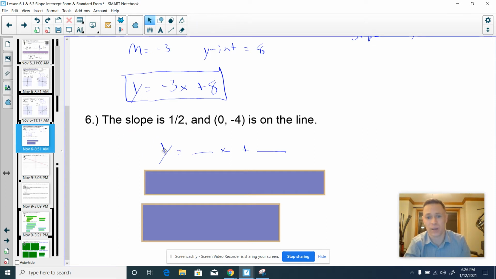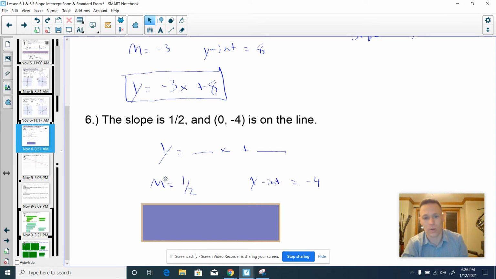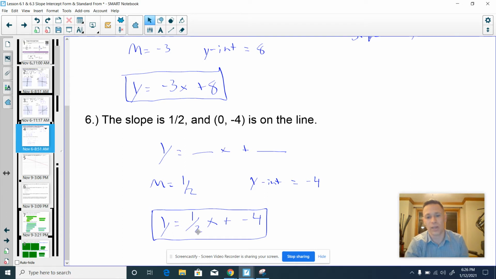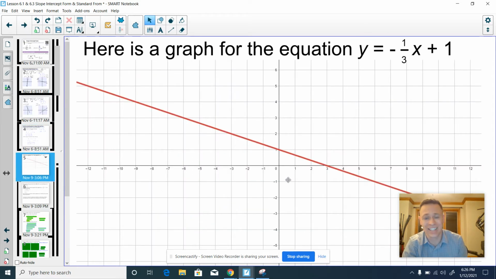We start out with these problems, y is equal to blank x plus blank. Then I fill out what I know. Well, I know the slope is 1/2. I know my y-intercept is -4. And that's all I need to know, okay? So I'm going to write the equation y equals 1/2 x plus -4. All right. So now we're going to make it a little bit more difficult.